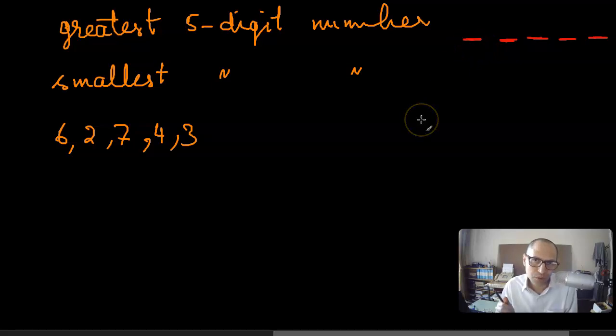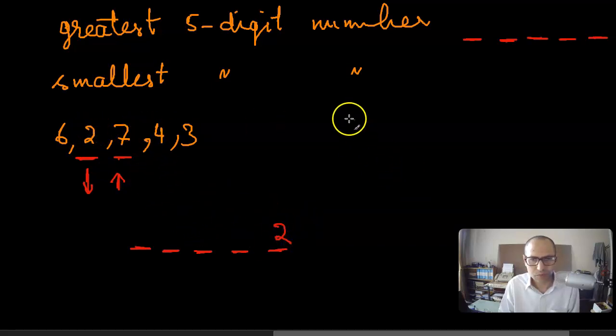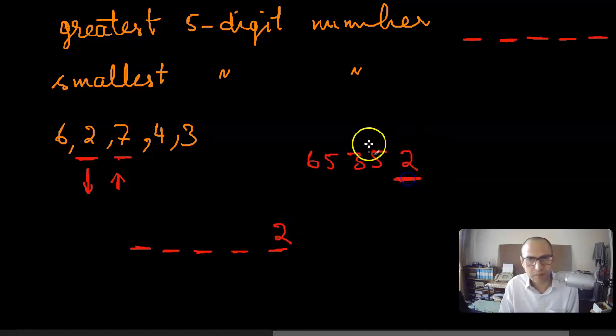Suppose that I want to make this number. I have the five digits here. The greatest digit that I have among all of these digits is the 7. This is the greatest. And the smallest would be this digit over here. This is the smallest digit, right? If I put a 2 over here, and suppose the number is just randomly 6, 5, 3, 5, and then the last digit is a 2, for example, right?